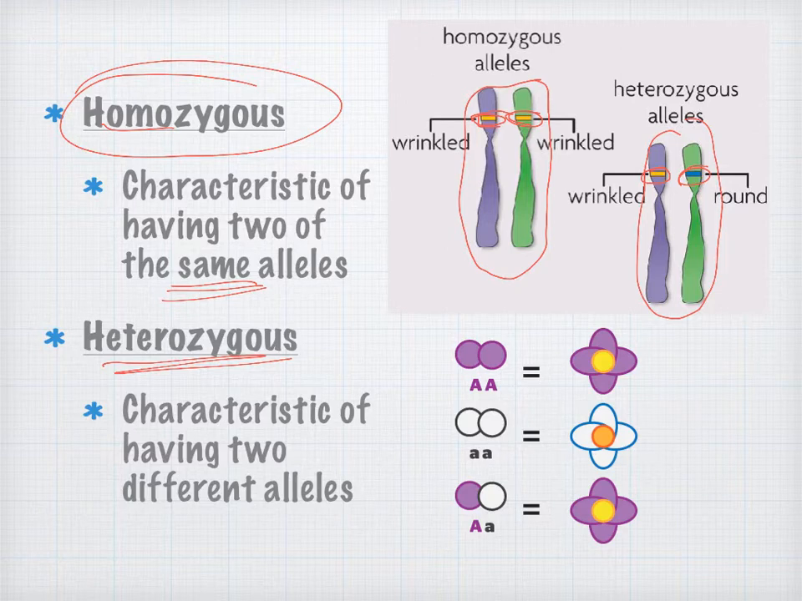Same with this flower color. We have uppercase A, we get purple flowers. Lowercase a, we get white flowers, or no color. And this heterozygous, big A, little a, we get the dominant trait, which would be purple flower color.